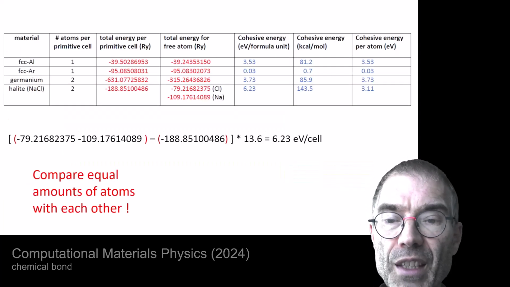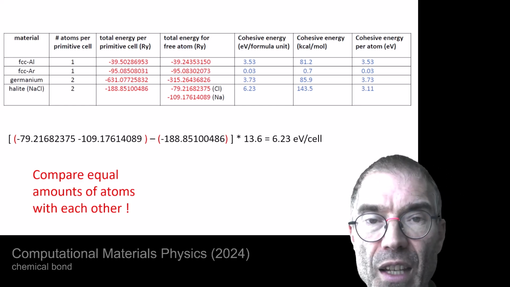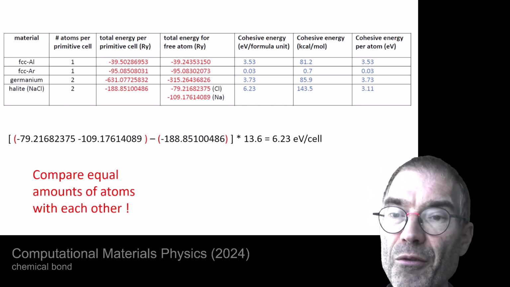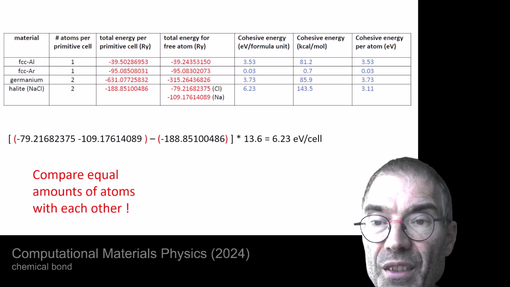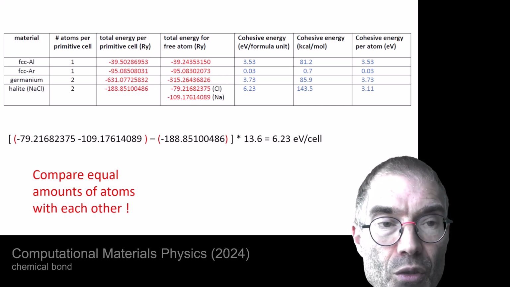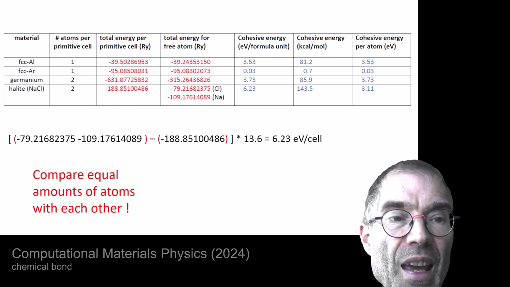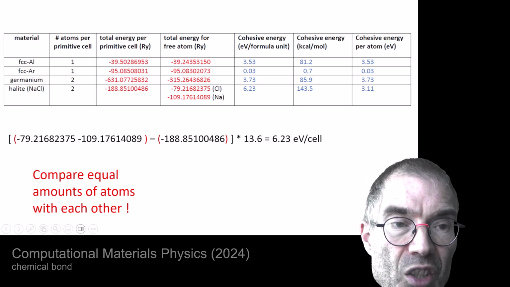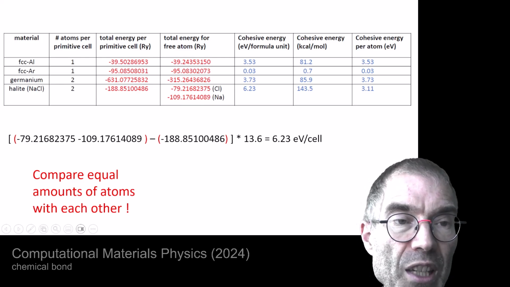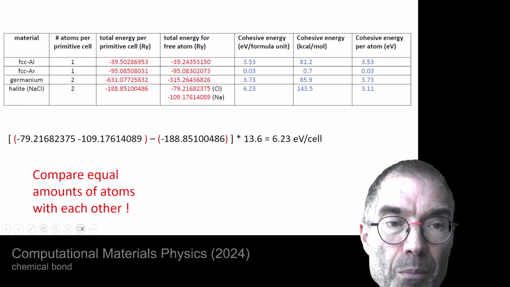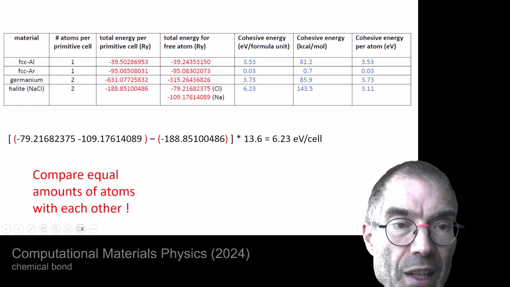Now, if you then did the calculations for the free atoms and for these 4 crystals, FCC aluminum, FCC argon, germanium and sodium chloride, and you calculate the cohesive energy per atom, you should have found numbers more or less as here in the last column. And what does that tell you?